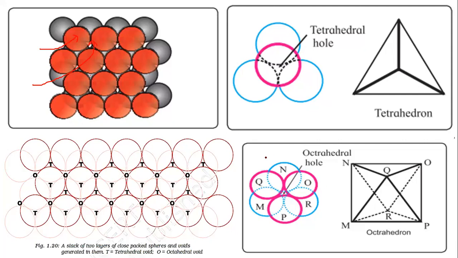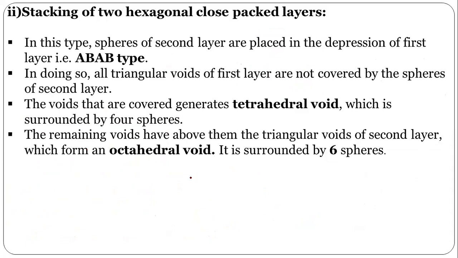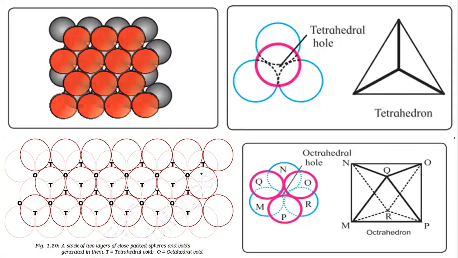When such a situation is there, octahedral holes, also called octahedral voids, are created, and tetrahedral voids are created. Actually, this is not asked in the examination for drawing purposes. No examiner will ask you to draw an octahedral void or tetrahedral void. They will only ask which type of voids are present in a three-dimensional close packing structure. So don't give much importance to these diagrams, they are only for understanding.